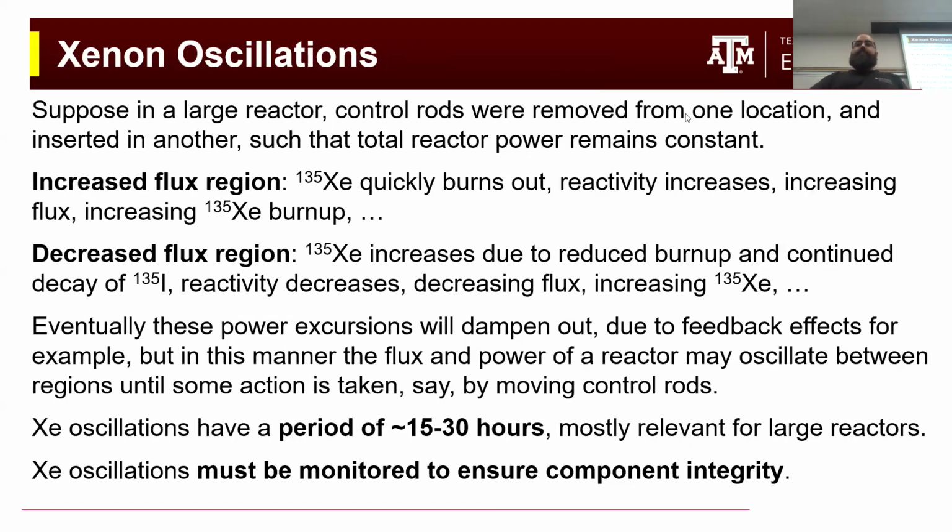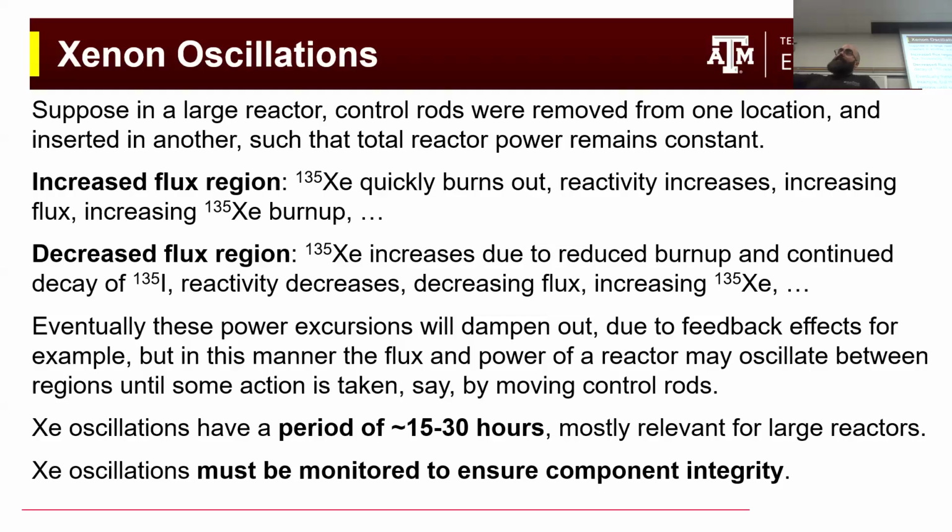And this last slide is just talking about something that can happen called xenon oscillations. This is a consequence of the fact that the buildup and depletion of your fission products depends on the flux in your reactor. If you imagine your reactor to be like a bunch of reactor assemblies operating at constant power level, and maybe in one location you remove a control rod, and in another location you insert a control rod by the same amount, such that the overall reactivity is the same.